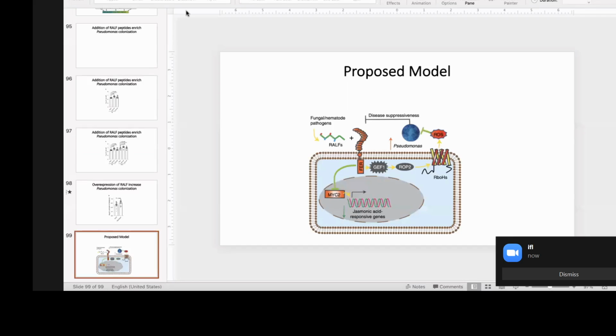So I'm confused. It's positive regulation of ROP2, right? You activate ROP2, which... Yes, sorry. Okay. Yeah, I misspoke that.